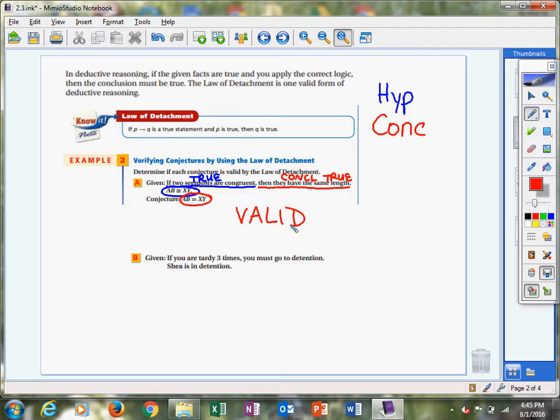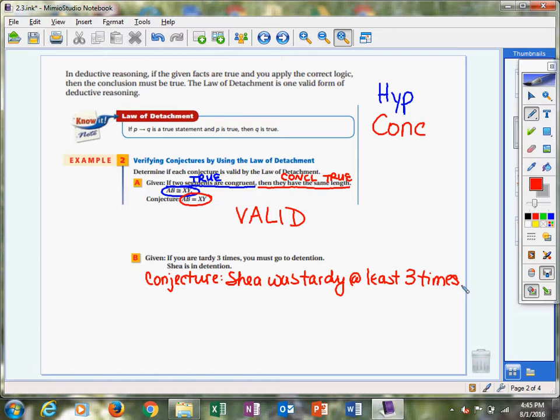Okay. So let's take a look. I need to give a little bit more information. It looks like in letter B, I did not put the conjecture down. So let me keep my red up here and let's write the conjecture. And the conjecture is this: Shay was tardy at least 3 times.